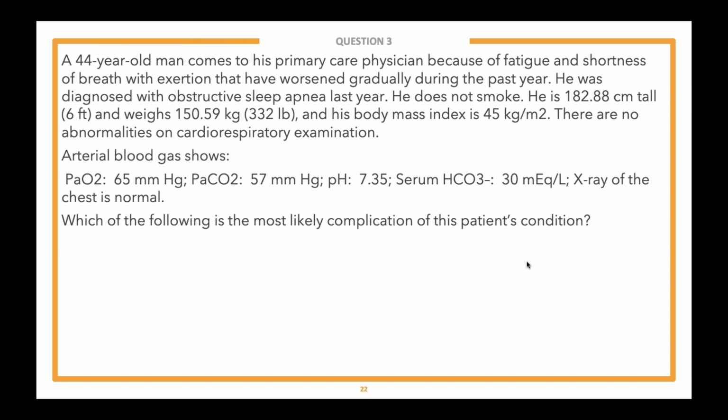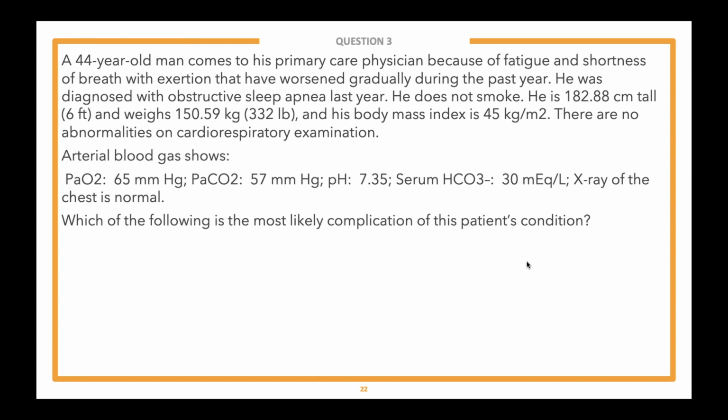A 44-year-old man comes to his primary care physician because of fatigue and shortness of breath with exertion that have worsened gradually during the past year. He was diagnosed with obstructive sleep apnea last year. He does not smoke. He is 182.88 centimeters tall, or 6 feet, and weighs 150.59 kilograms, or 332 pounds. His body mass index is 45. There are no abnormalities on cardiorespiratory examination.